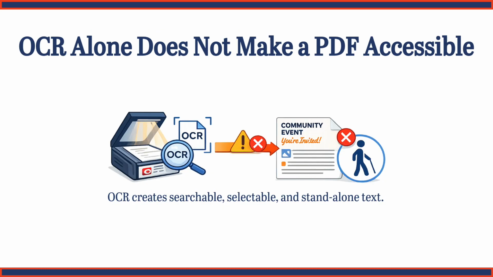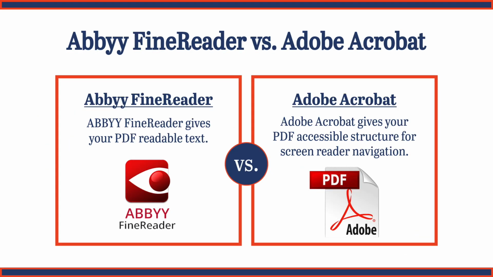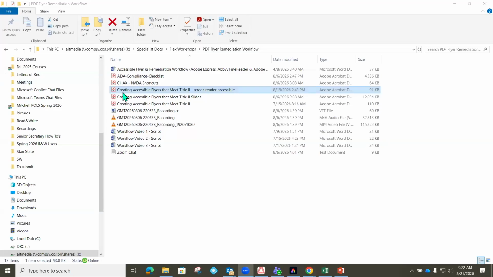Although we completed OCR in ABBYY FineReader, we learned that OCR alone does not make a PDF accessible. OCR creates searchable, selectable text, but an accessible PDF also requires proper document structure, tags, and alternative text. Think of it this way. ABBYY FineReader creates the hidden underlying text, and Adobe Acrobat adds the structure that allows assistive technology to correctly interpret and navigate the document. Let's begin.